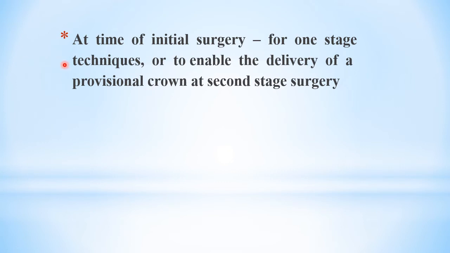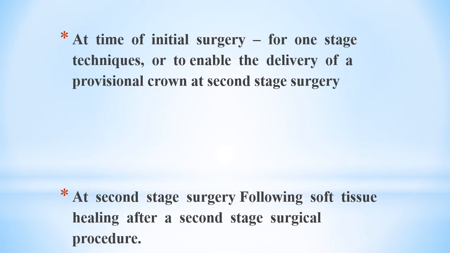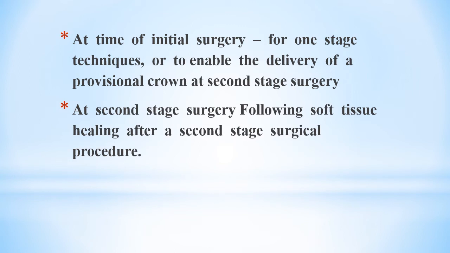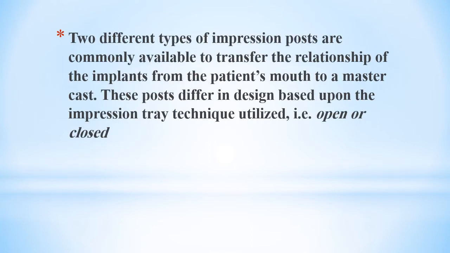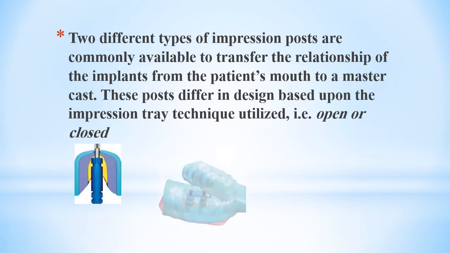At time of initial surgery for one stage technique, or to enable the delivery of a provisional crown at second stage surgery, following soft tissue healing after a second stage. Two different types of impression posts are commonly available to transfer the relationship of the implants from the patient mouth to a master cast. These posts differ in design based upon the impression tray technique utilized, for example, open or closed method.